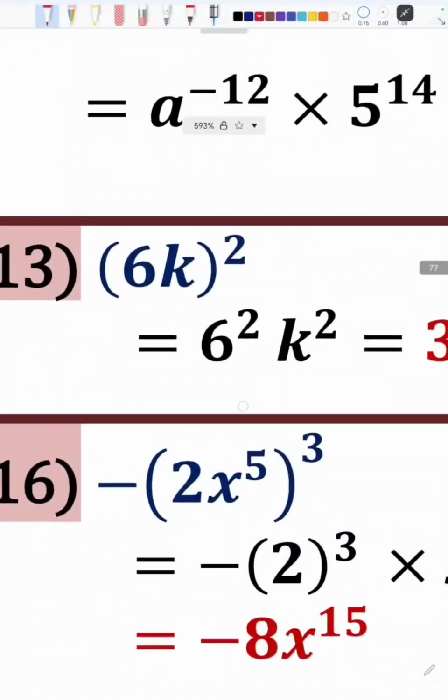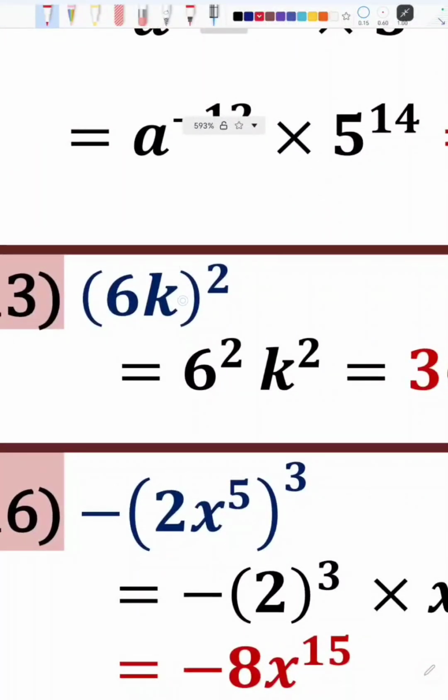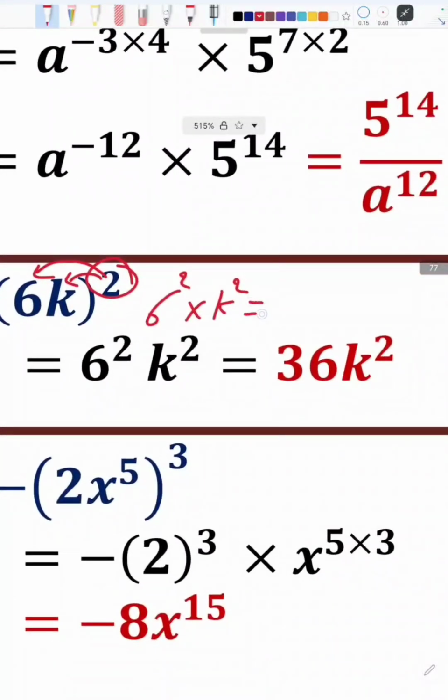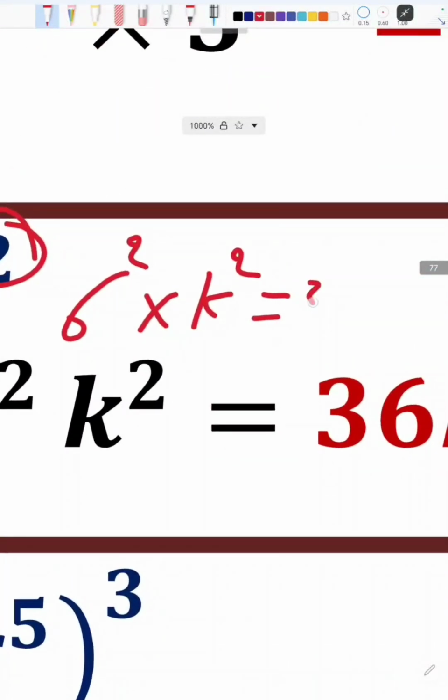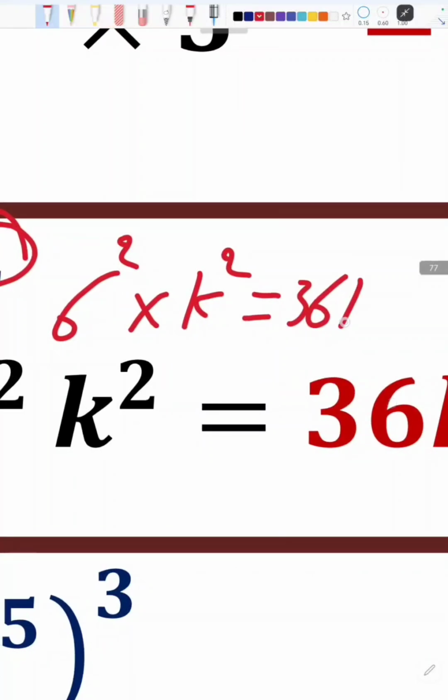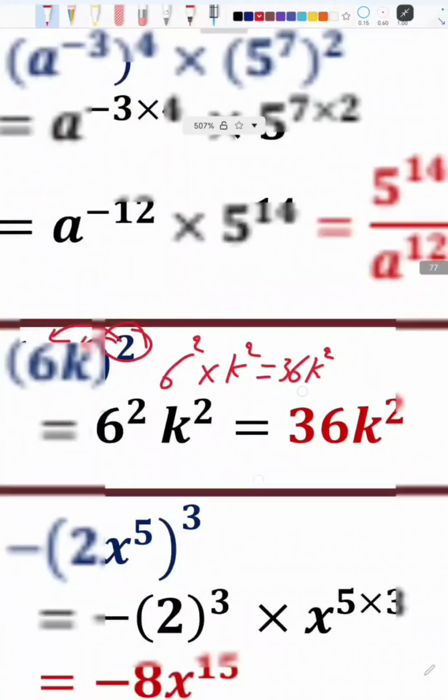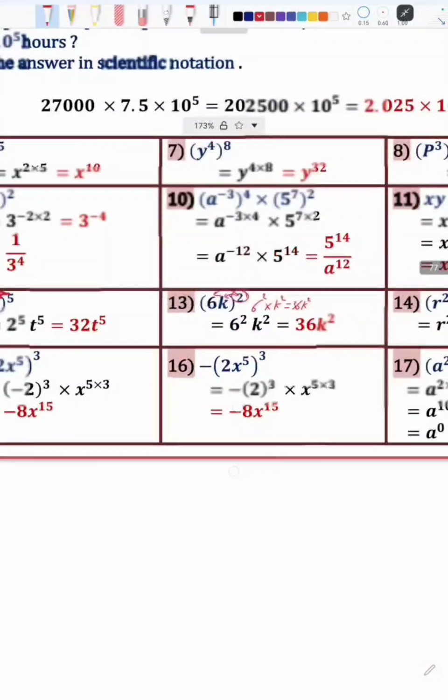Even in this example, we have 6k inside the parenthesis raised by power 2. Okay, so we're going to give 2 to 6 and to k. It will be 6 power 2 times k power 2. 6 power 2 equals to what? Equals to 36 k power 2. When there is nothing, it will be multiply.